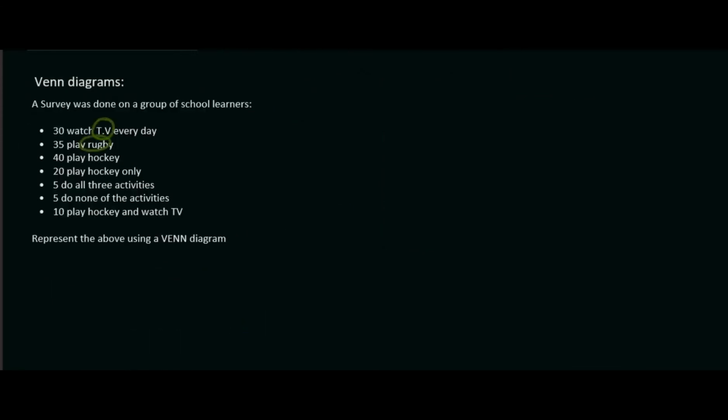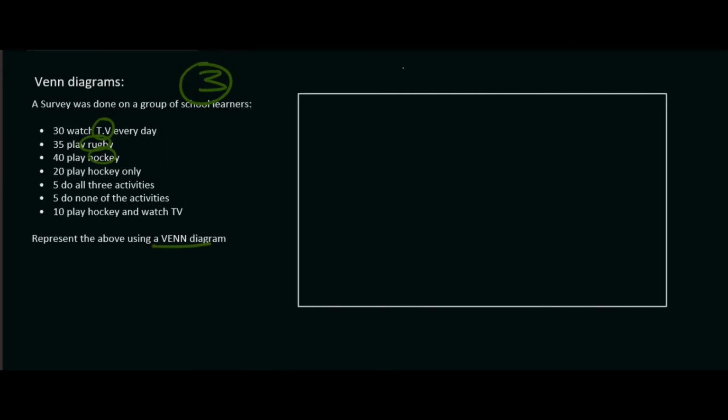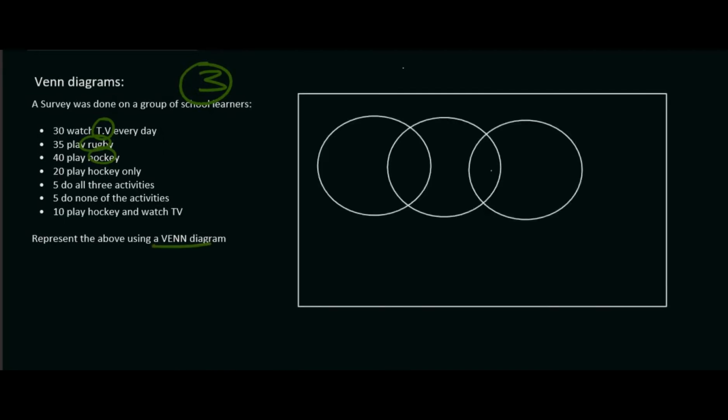So I can see they say TV, then they talk about rugby, then they talk about hockey, and then I just see hockey, rugby, TV the whole time. So there's three categories. That means that they are going to be three circles within a big box because we're drawing a Venn diagram. And 99% of the time, the circles are all going to overlap. So I'm going to draw three circles, not like that, okay?